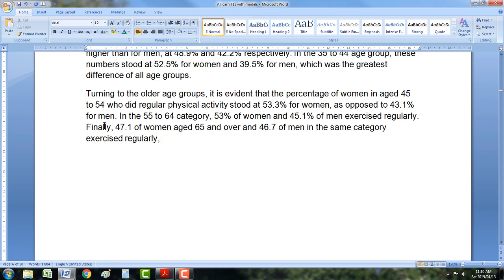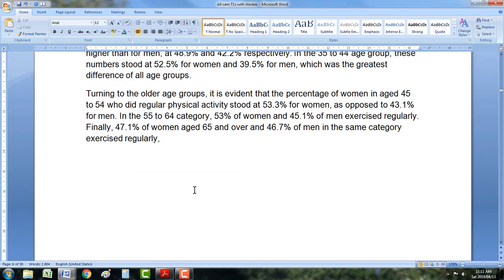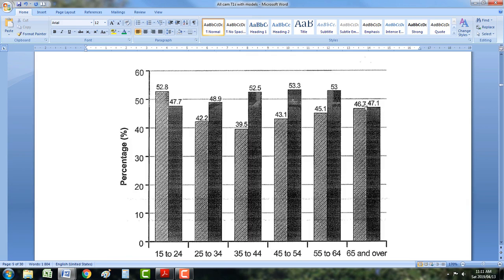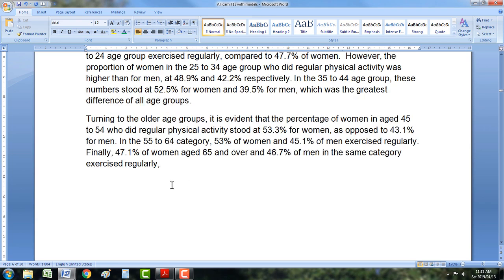Now it's actually, it looks very complicated. 45.1% and 46% of men. But I've put the age group inside here. And then I've said in the same category. It's still this structure, it's just that I've put the age groups in there, and it makes it look completely different. You'll fool the examiner. Then here we can do the comma which. You should mark these comma whiches, which was the smallest difference of all the age groups. Comma which, very important.